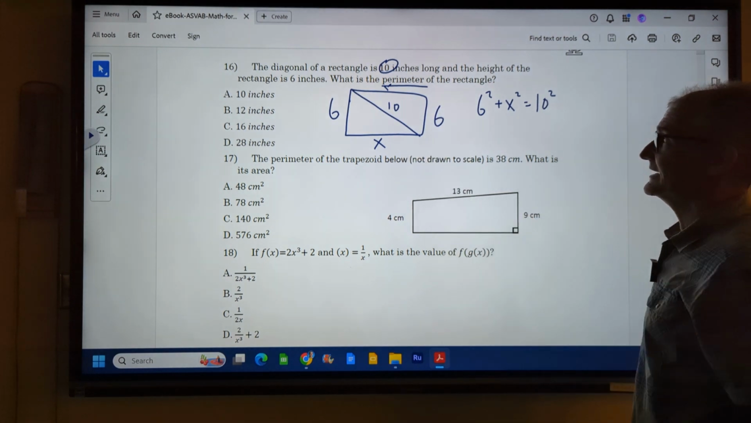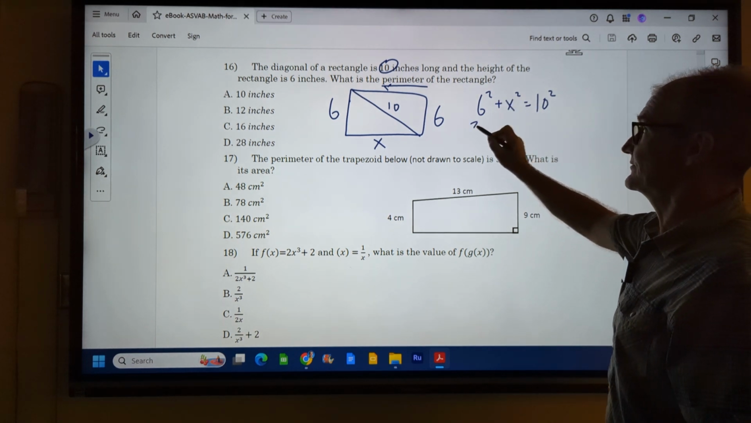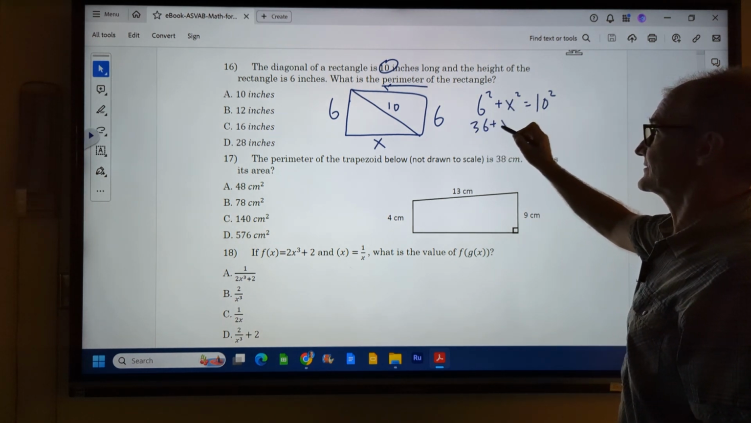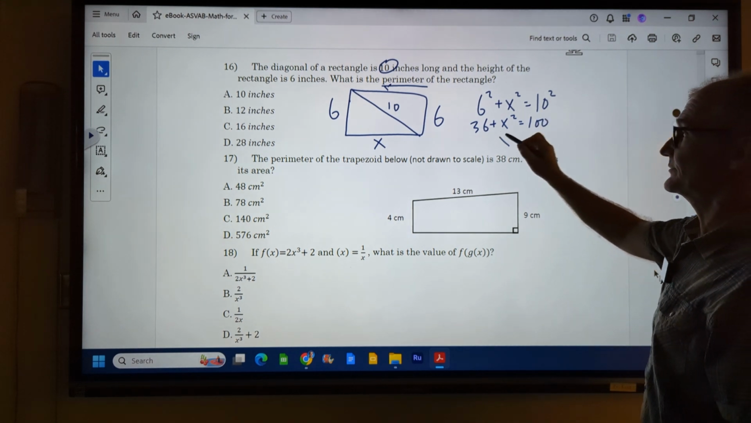That's going to give me the 28. But let's go ahead and do this, just review the Pythagorean theorem. 6 squared is 36 plus x squared equals 100. Subtract 36 from both sides.